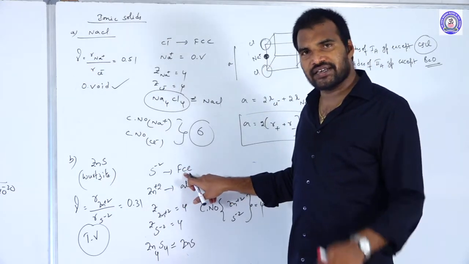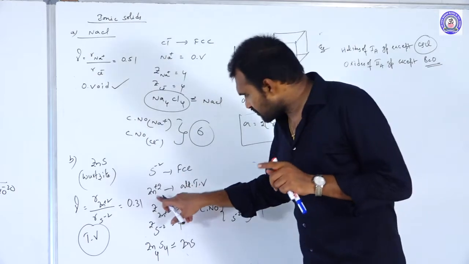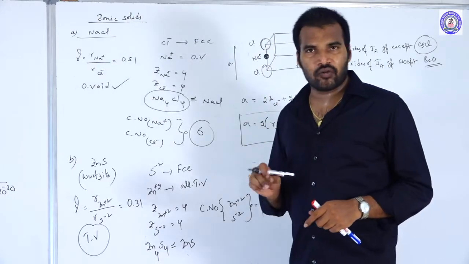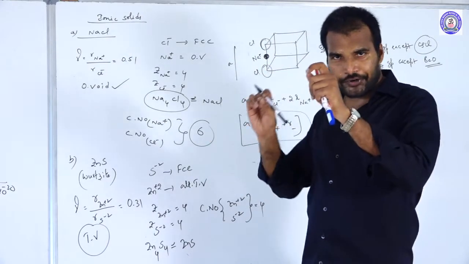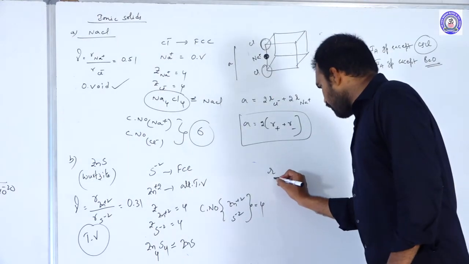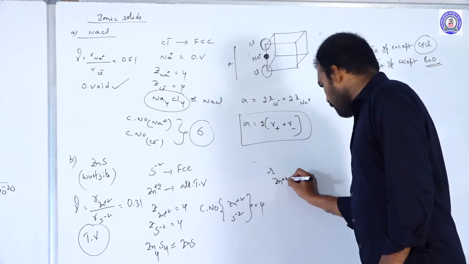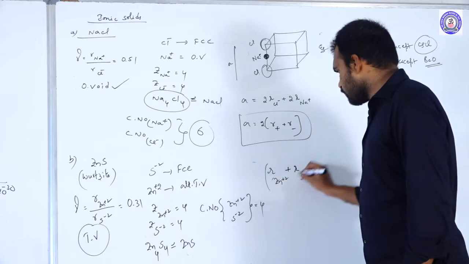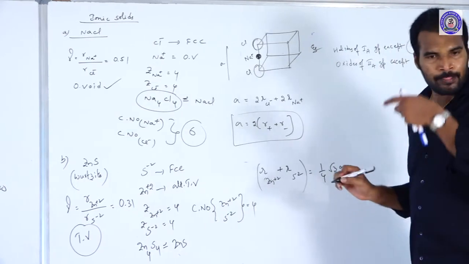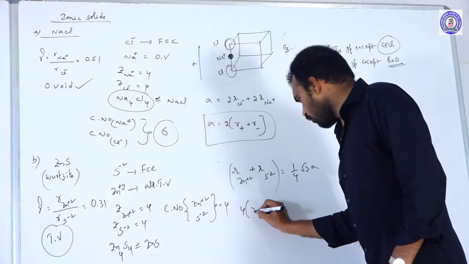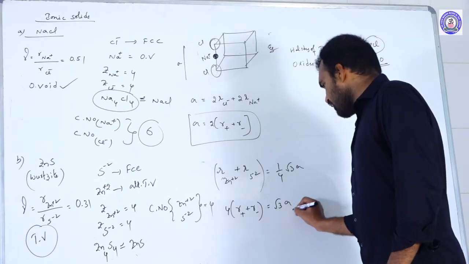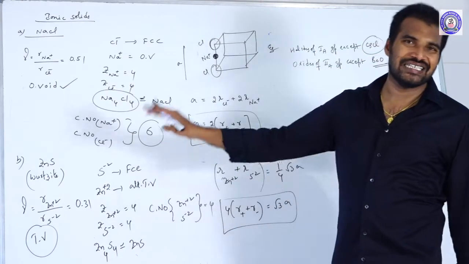Next, the distance. Already I told you that sulfide ions are forming FCC, that means they are present at the corners as well as face centers. Zn plus 2 ions are present at the tetrahedral void. And what is the distance between the corner and the tetrahedral void? Already we discussed, the distance between the corner and the tetrahedral void is always 1/4 of the body diagonal. So the sum of the radius of Zn plus 2 and the radius of S minus 2 is equal to 1/4 of the body diagonal. That is why you bring 4 to this side. So 4 times the sum of the radius of cation and anion is equal to √3a. So this formula we will use for zinc sulfide.